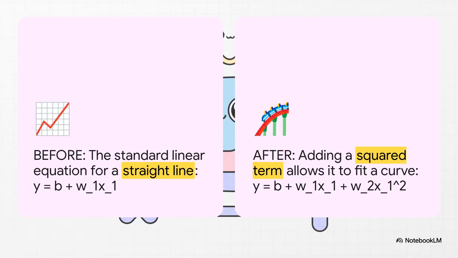And you can see it plain as day right here. On the left, you've got your standard linear equation. That's a recipe for a straight line every time. But look at the right. After our little transformation, we've added that one crucial piece, the x1 squared term. That single addition is what gives the model the flexibility to bend and to form a curve that can really hug the data. We didn't change the algorithm at all. We just gave it a smarter feature to work with.